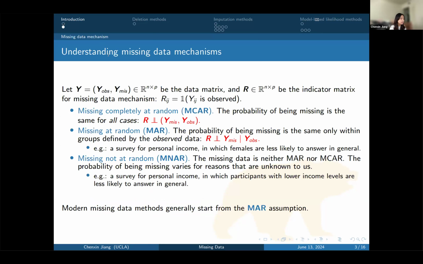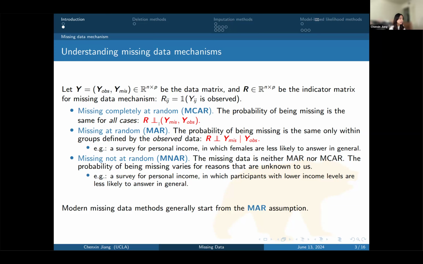Firstly, we have to understand the missing data mechanism. Let Y be the data matrix and R be the indicator matrix that indicates the missing data mechanism. We have three classes of missing data mechanism. The first is called missing completely at random, MCAR. That means the probability of missing is the same for all cases. R is independent of Y.